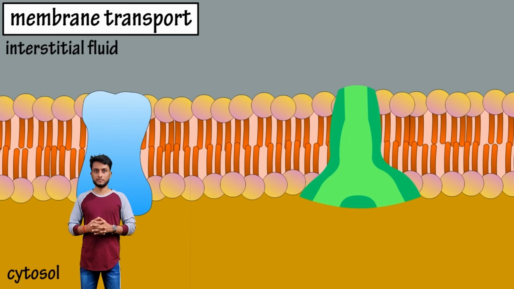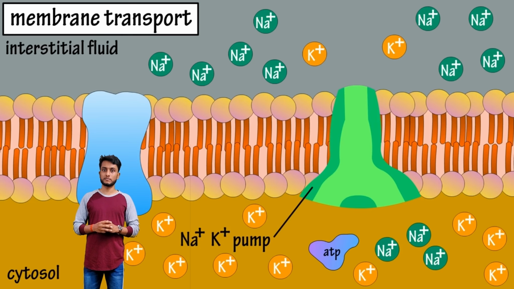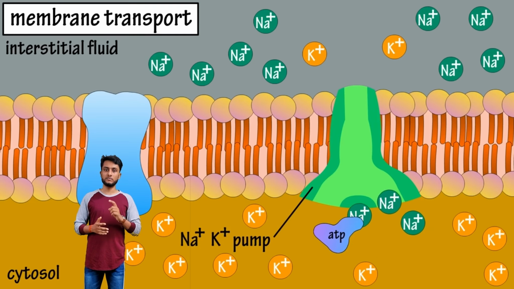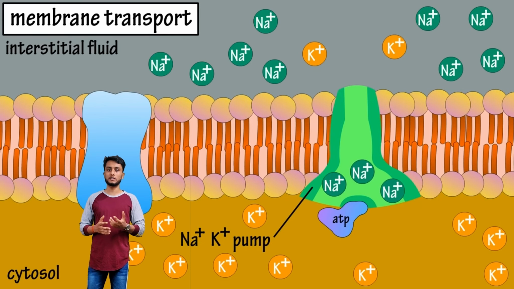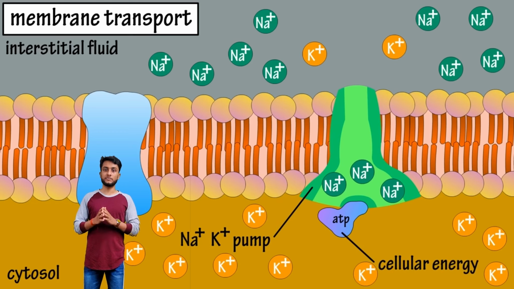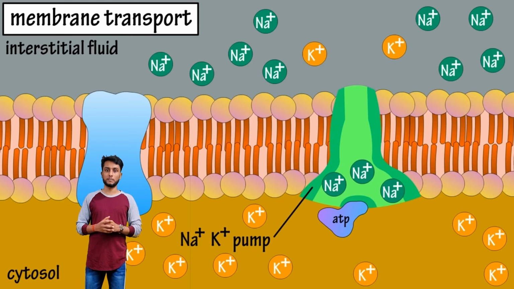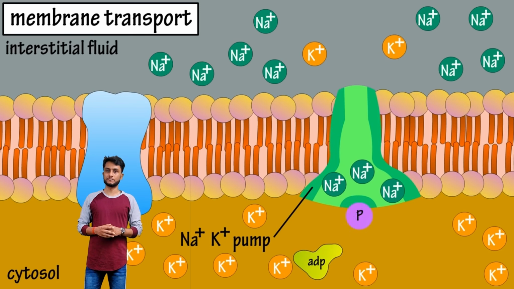Let's take an example. Here a pump is shown in the membrane, that is the sodium-potassium pump. It requires 3 sodium and 1 ATP binding to start the pump to operate. ATP here is used as a fuel to energize the pump in order to release the energy. ATP now breaks down into ADP and phosphate.